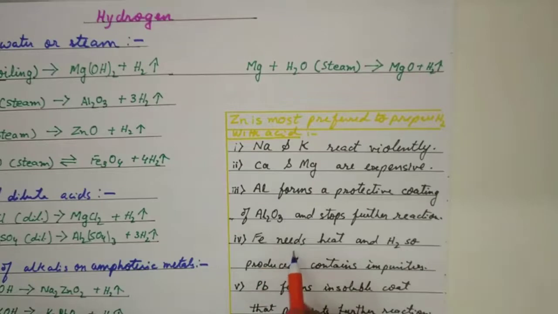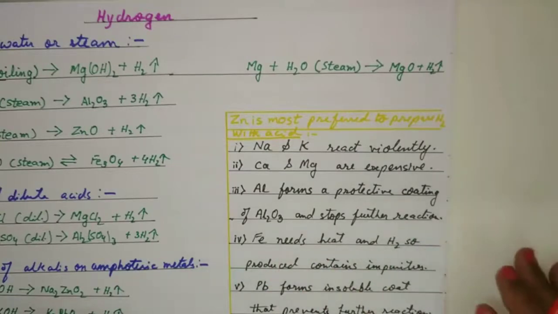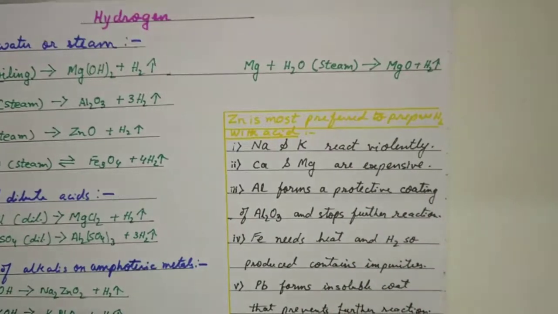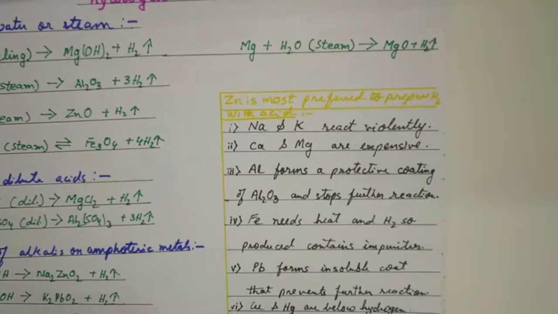Iron may react, but it will need such a lot of heat that the expense or cost of production is more. And the hydrogen produced will also give you impurities, so again a cost factor to purify hydrogen. Lead forms an insoluble coat. In the initial stages it will react, but immediately it will form a coat which cannot be removed easily and it will prevent the further reaction. Copper, mercury are definitely below hydrogen, so they are not going to react.